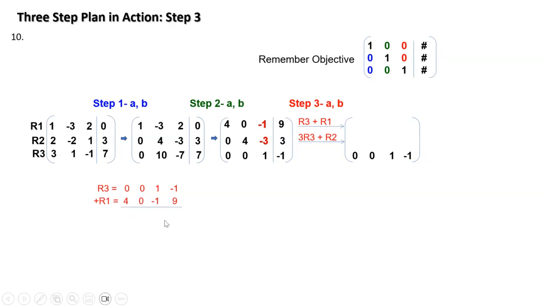Row 3 plus row 1 will give us 4, 0, 0, 8. That's my new, right? And we can simplify. We can divide everything by 4. So it's going to give us 1, 0, 0, 2. That's my new equation number 1.